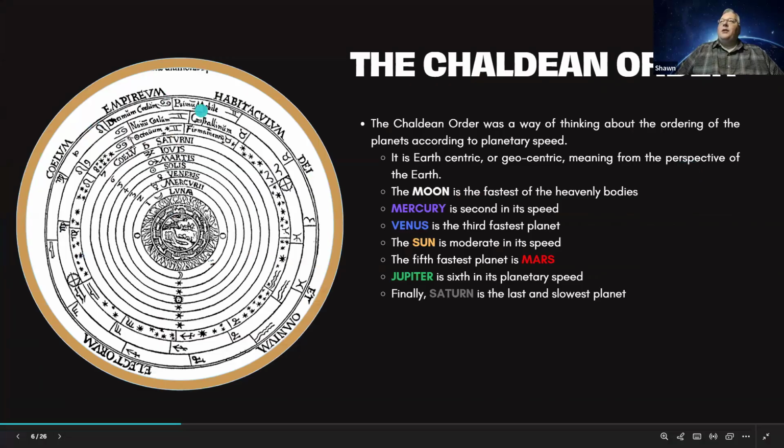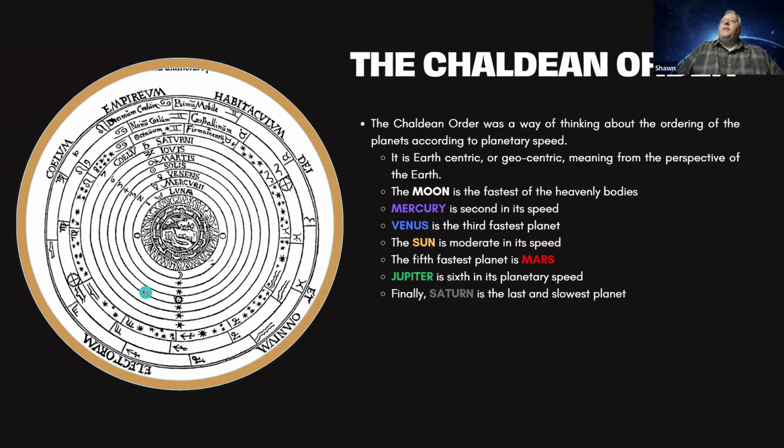This here, where you can see my mouse, is the Chaldean order. And the Chaldean order wasn't necessarily astronomically correct in the sense of the position of the planets in their proximity to the sun. So we all know that when we look at space and we look at the order of the planets, the sun is out there, and then Mercury is the closest planet to the sun.